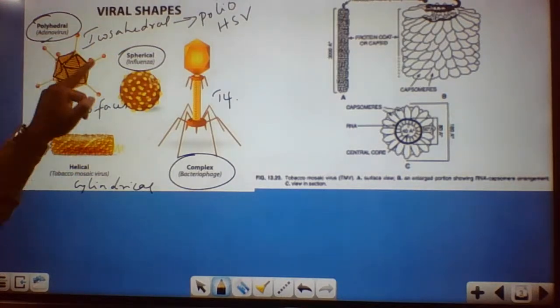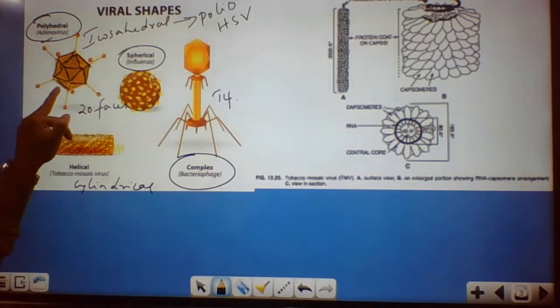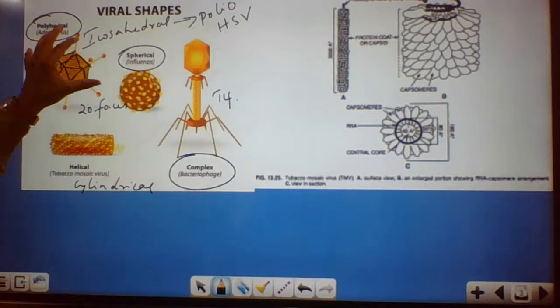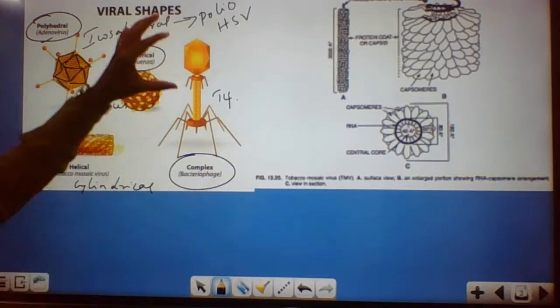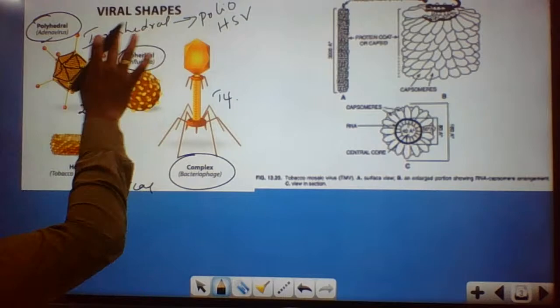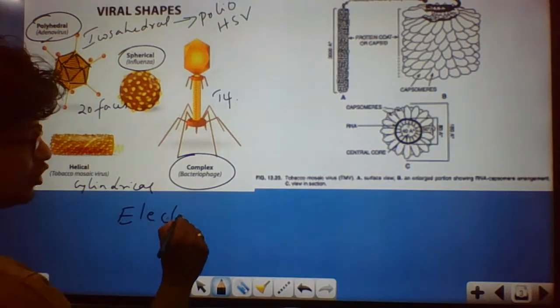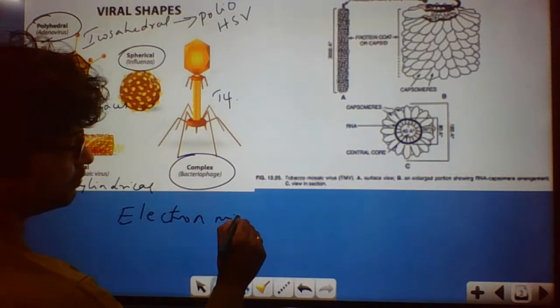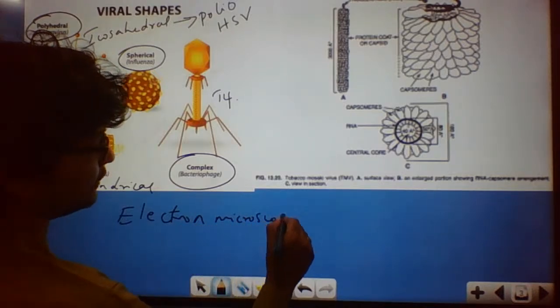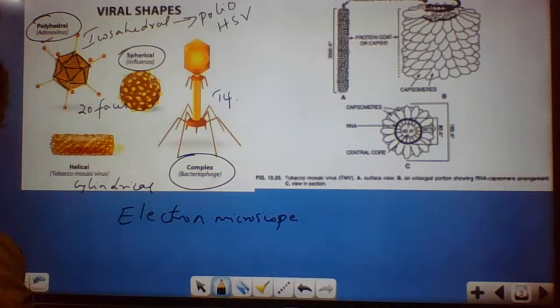How many faces could you see in the structure? You could see 20 faces altogether. This is based on the symmetry, these symmetrical shapes. How can you identify them? You can identify them by means of the electron microscope. Viral particles are usually seen under the electron microscope, not by means of the normal microscope. Next, we'll discuss the size of the virus.